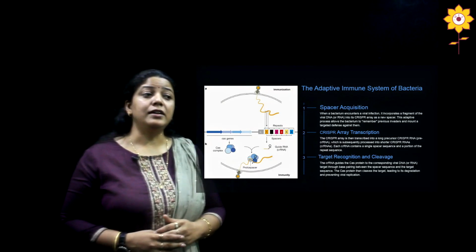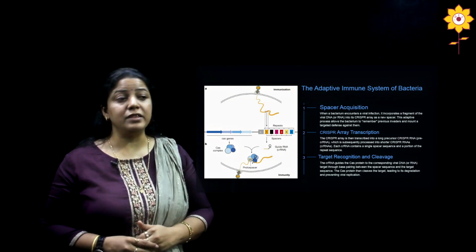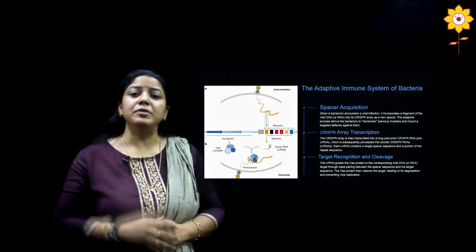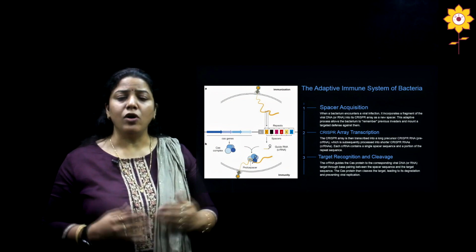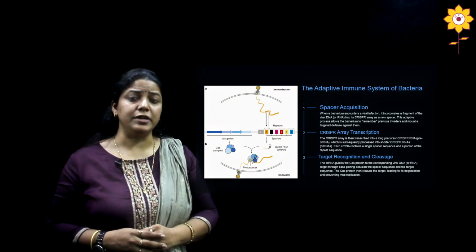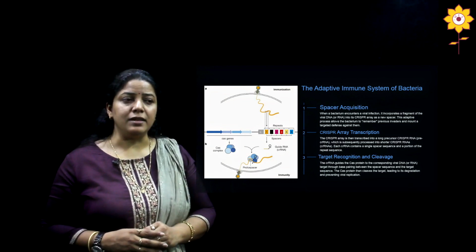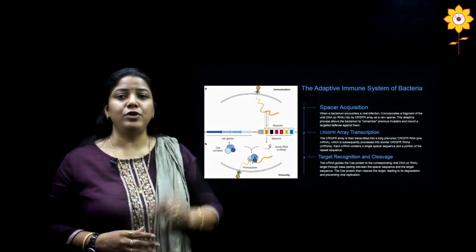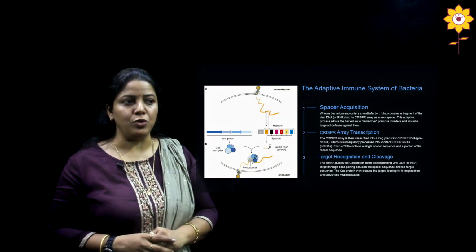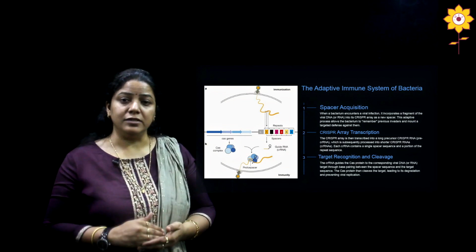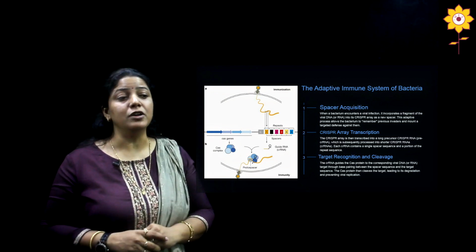So let us understand how this particular system gives adaptive immunity in the bacteria. What happens is, when the viruses attack these bacteria, obviously only the genome is inserted into the cells. Once this genome is inside the cell, the bacterium gets a snippet, a small part of this genome, and then it inserts it between the spacers of this CRISPR loci.